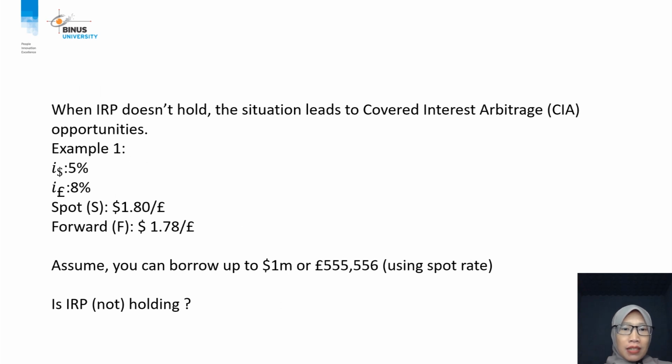When IRP doesn't hold, the situation leads to covered interest arbitrage opportunities. So this is an example of CIA. These are the interest rates in the US and in Britain, 5% and 8%. The spot rate today is $1.8 per pound and the forward rate is $1.78 per pound. Assume you can borrow up to $1 million or 555,556 pounds using the spot rate. So the question is, is IRP holding?